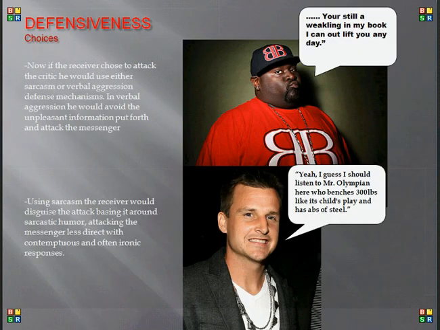Now, if the receiver chose to attack the critic, he would use either sarcasm or verbal aggression defense mechanism. In verbal aggression, he would avoid the unpleasant information put forth and attack the messenger. A possible response would be, "You need to back off and shut your mouth, pretty boy. You're still a weakling in my book. I can outlift you any day."